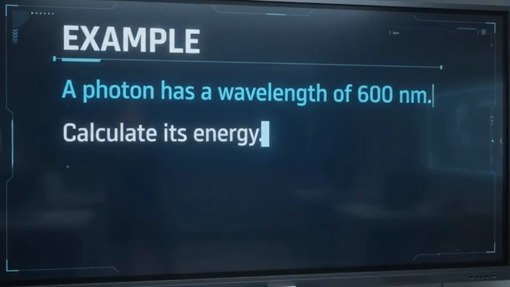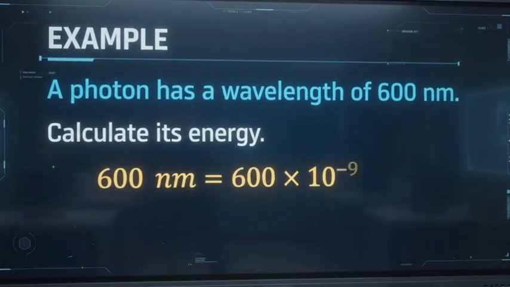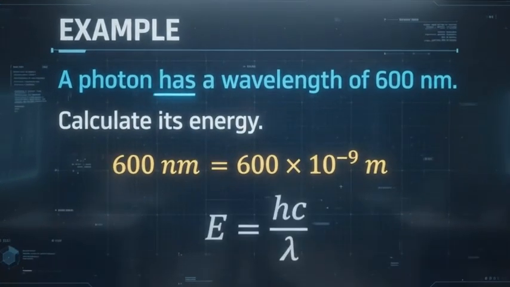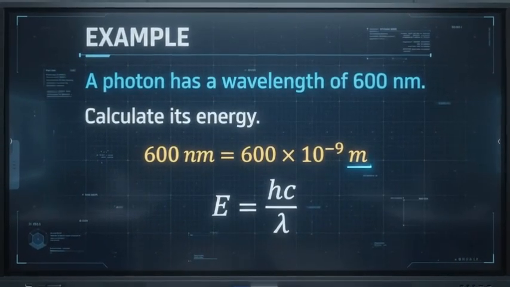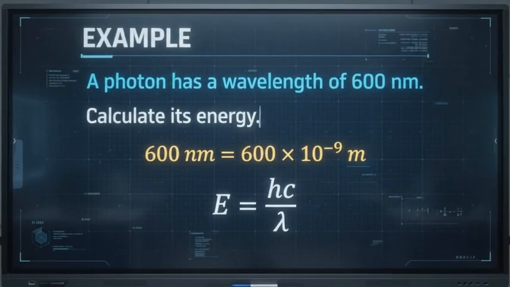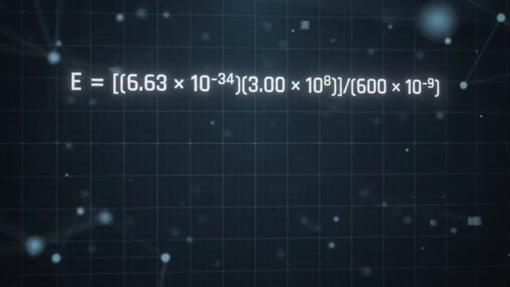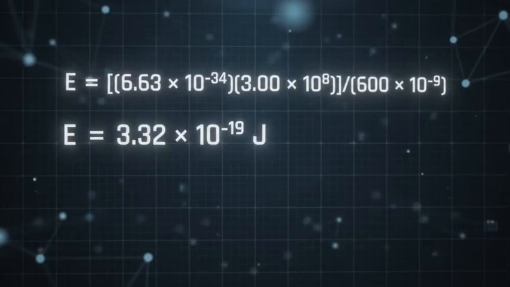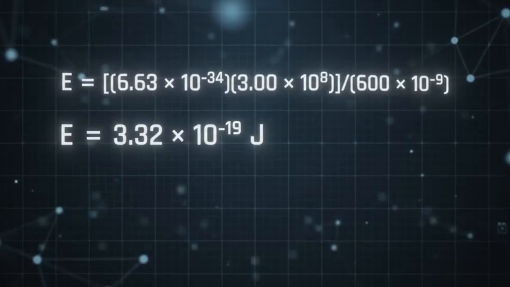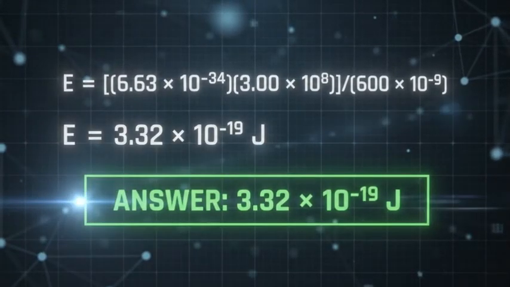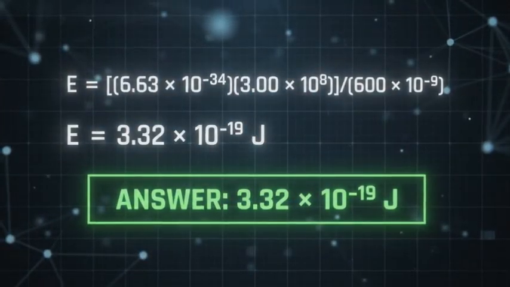For example, consider a photon with a wavelength of 600 nanometers. First, convert the wavelength into meters. Using E equals hc over lambda, the photon energy is approximately 3.3232 times 10 to the minus 19th joules.